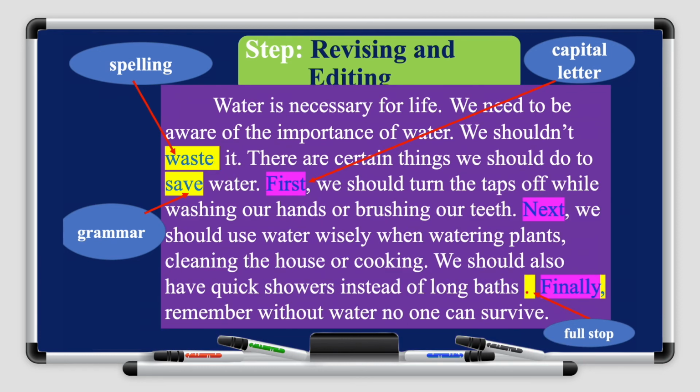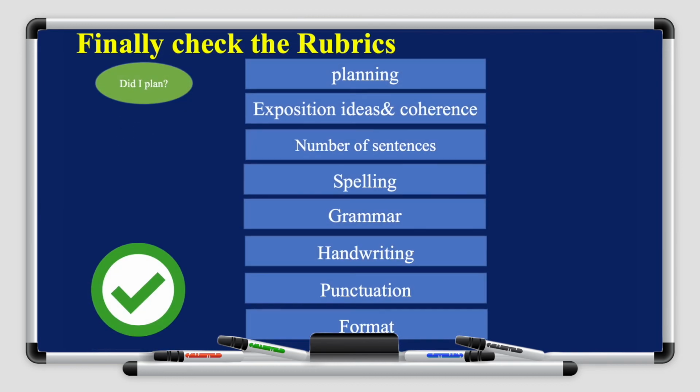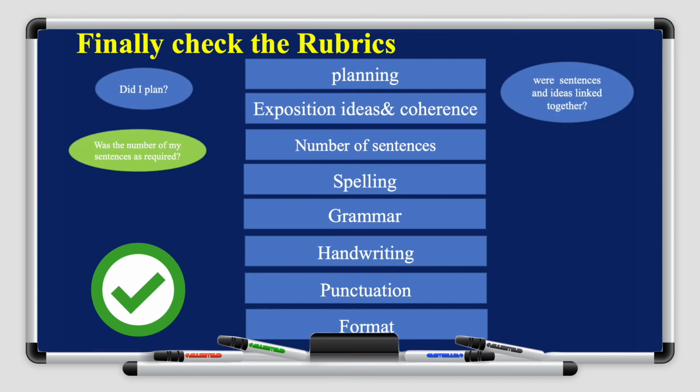So here we have corrected our mistakes, and we notice that we have transition words. First, next, and finally. And these are sequence words. Looking at it together. So finally, we check the rubrics. Did I plan correctly? Were my sentences and ideas all connected together? Are they all coherent? Are my number of sentences all correct?